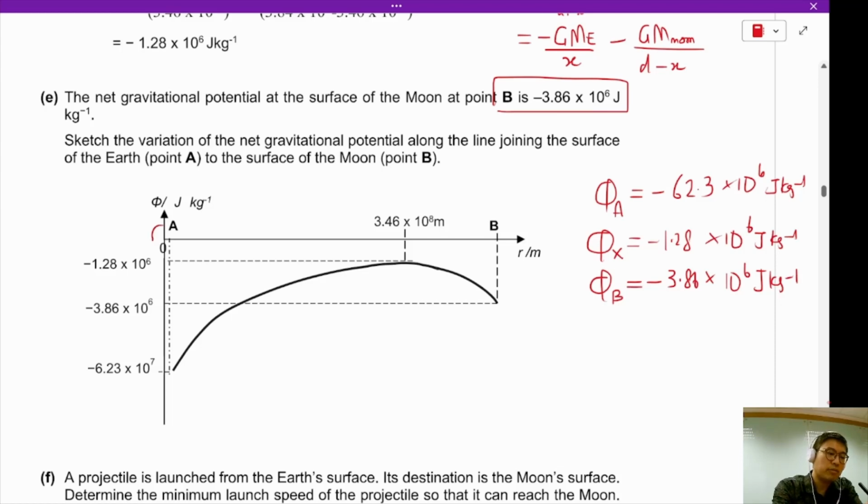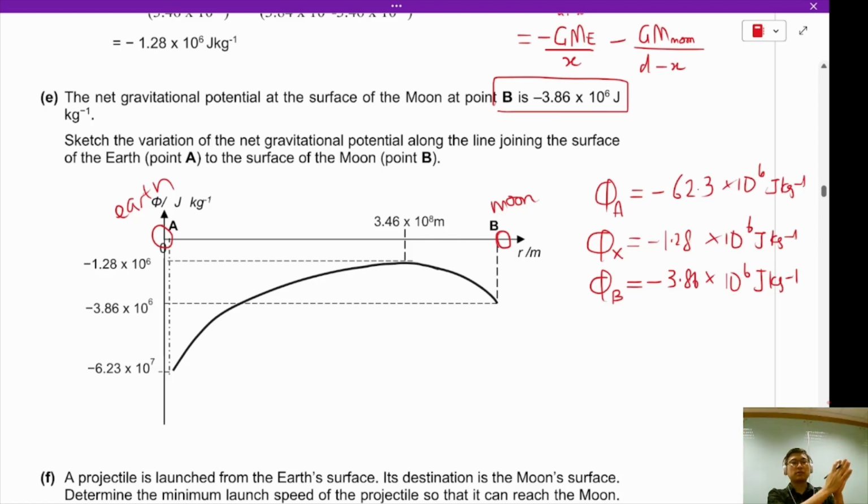So if the Earth is over here, and if the Moon is over here, then sketching the gravitational potential will be like imagining that there are two balls pulling down the rubber sheet.